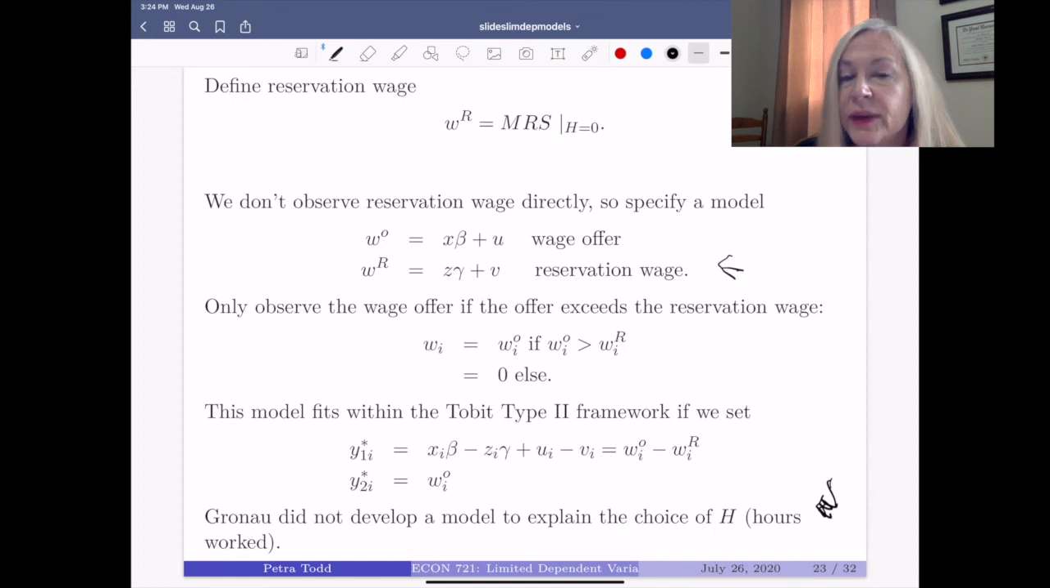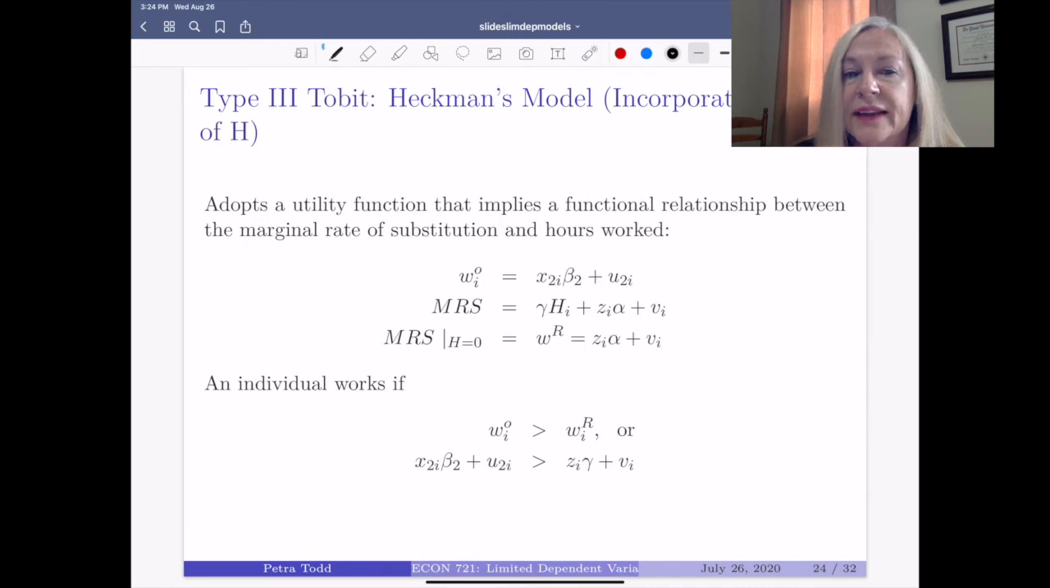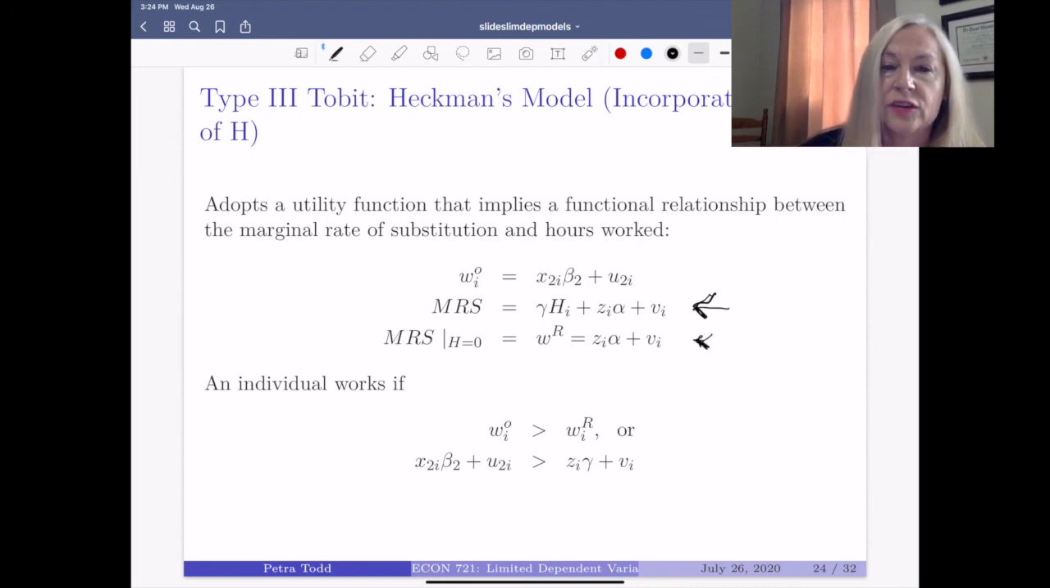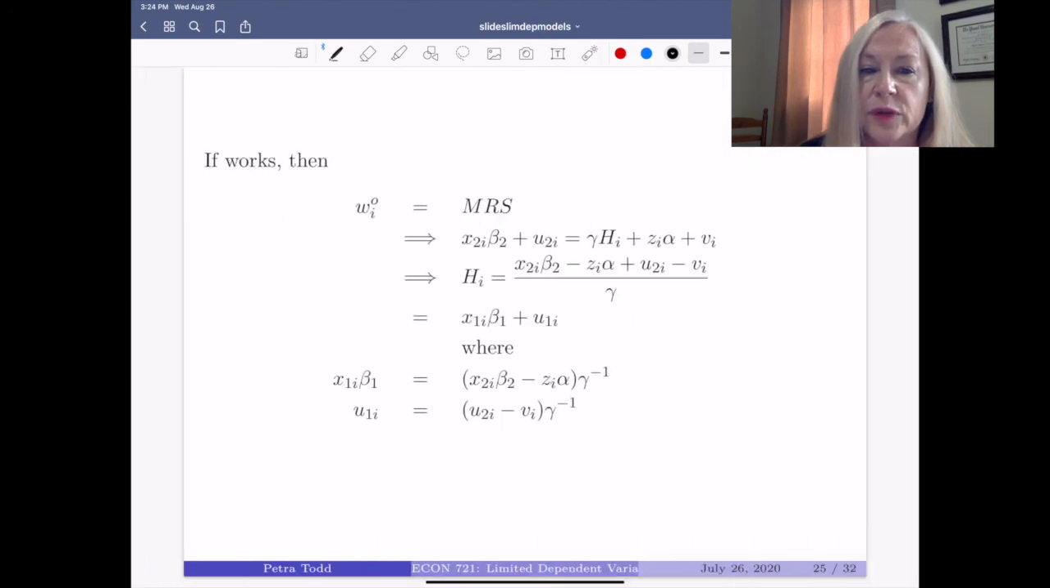Now, Heckman actually extended Gronau's original model, partly to say that in reality we don't just observe the wage, we also observe hours. So he incorporated hours into the model. He wrote down a utility function, which I don't have all written out here, but the utility function implied a marginal rate of substitution of this form. At hours equals 0, this is the marginal rate of substitution. And this led to a Tobit model. If a person works, their wage equals the marginal rate of substitution, and this also implies an equation for hours.